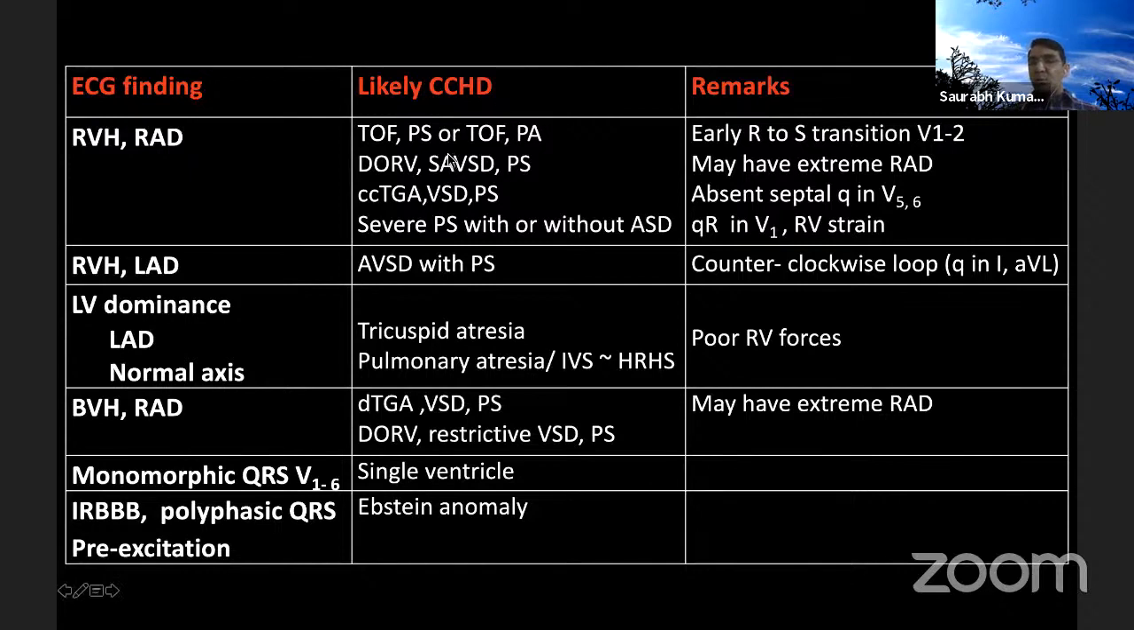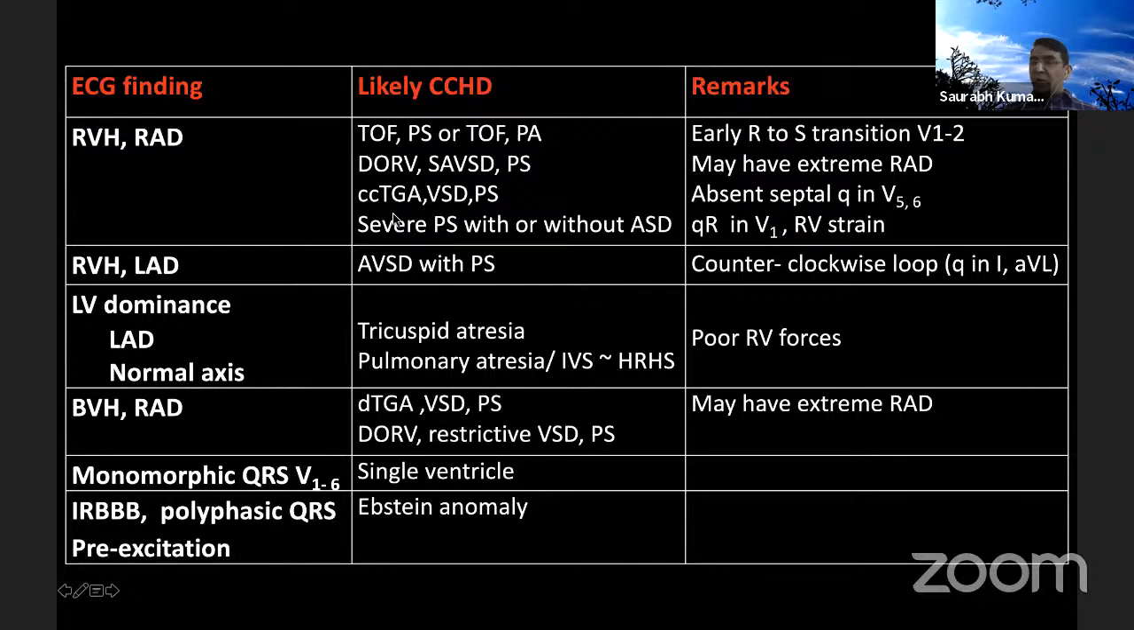So for example, over here, typical tetralogy, we keep saying early R to S transition from V1 to V2. And if the patient is having DORV, subaortic VSD, or for that matter TGA with VSD and PS, then we are likely to have extreme right axis deviation. But this distinction is not foolproof, and there is a large amount of overlap.